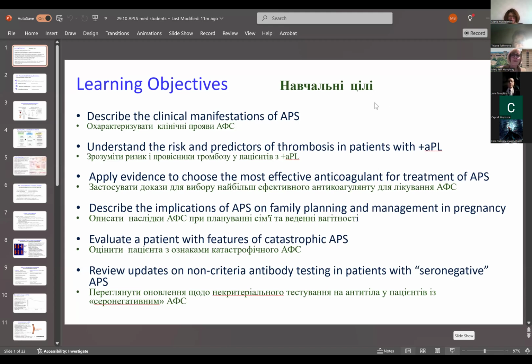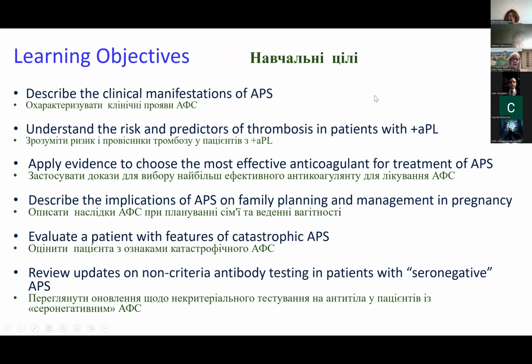All right, everybody. I'm Mary Beth Hamfree. I'm the section chief of rheumatology at the University of Oklahoma College of Medicine. And today we're going to be talking about antiphospholipid syndrome.